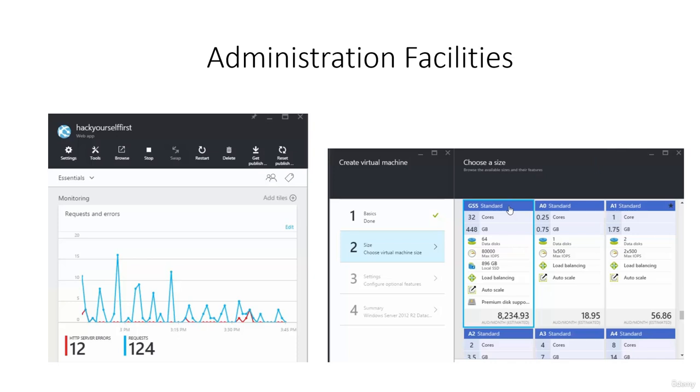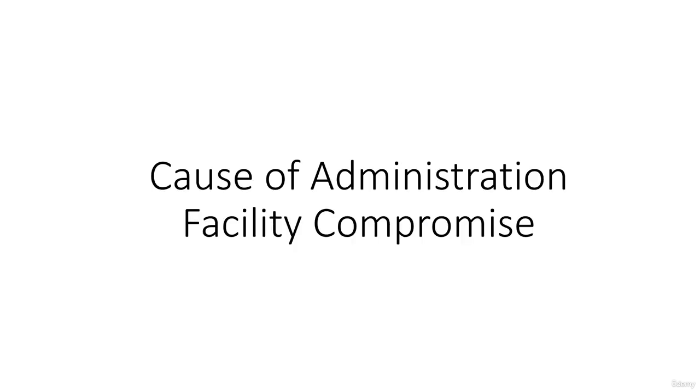Later on we will talk about how to harden the cloud, and one of the things we will look at is how we make sure that a particular resource is well protected. For now though, let's take a look at some of the different ways that an attacker might gain access to administration facilities, and of course access private information or run up costs.